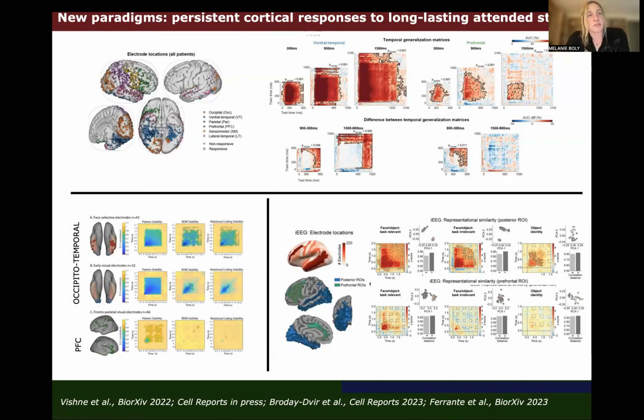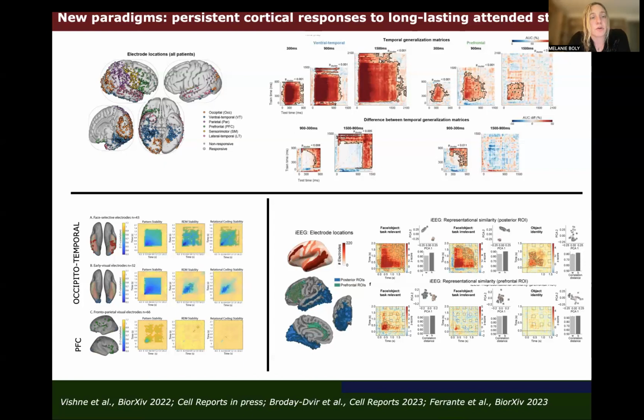And then interestingly, also in the last 2-3 years, there have been new paradigms that try to approach the neural correlates of consciousness differently. They're looking at what can account for stimuli that you perceive for a longer time, especially in intracranial electrode studies, because you can look at high frequency activity, a proxy for neuronal firing in the gamma range, and you have the temporal resolution to look at what's going on over time.